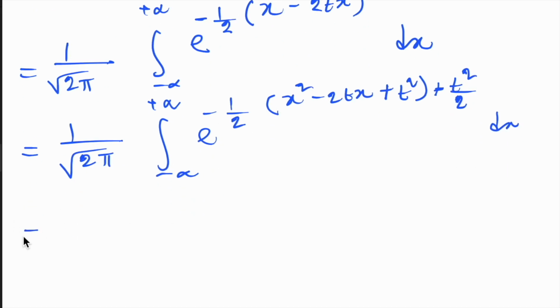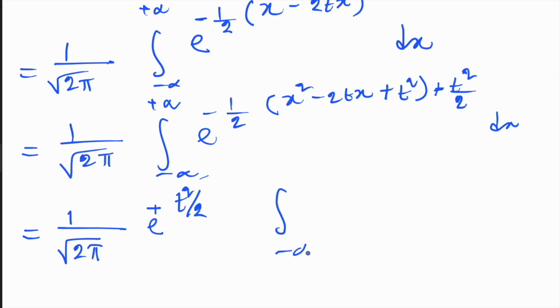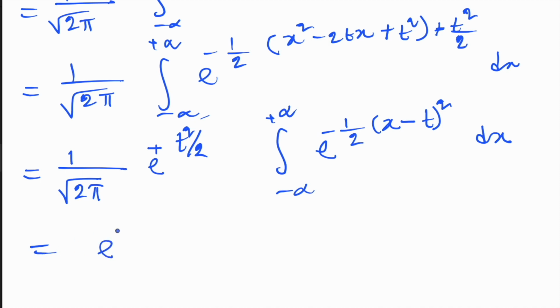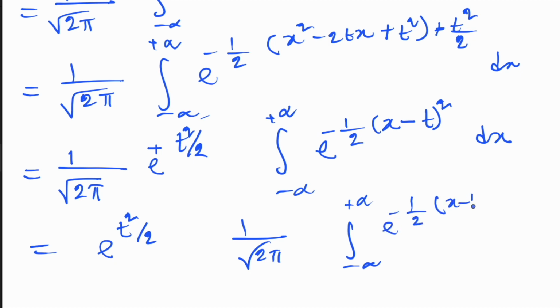So if we take this part out, because the integration is with respect to x, we get e to the power t square by 2 times 1 by root 2 pi, integral from minus infinity to plus infinity of e to the power minus half (x minus t) square dx.